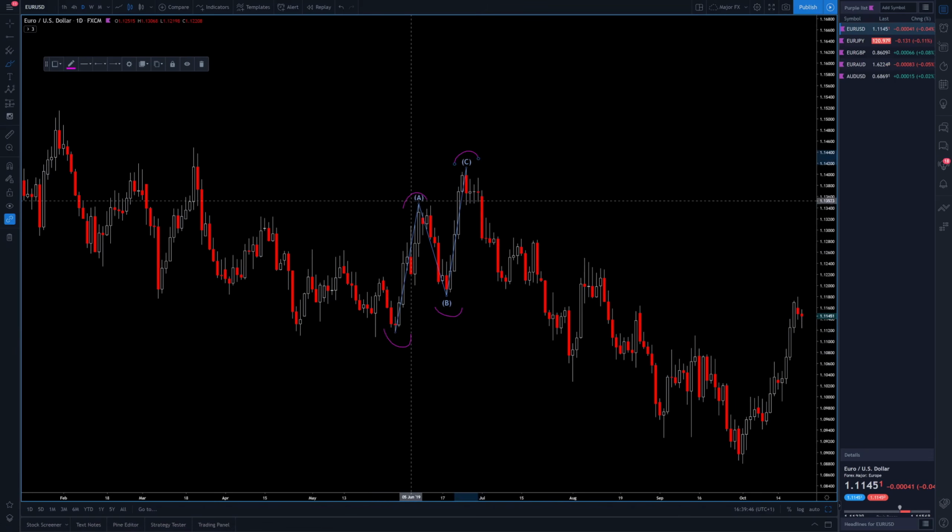So the market's moved up, it's retraced, it's corrected, however you want to say it, and then you've got another momentum leg up, which is the C. So that's a completed sort of swing. You swung up, swung down, swung back up.